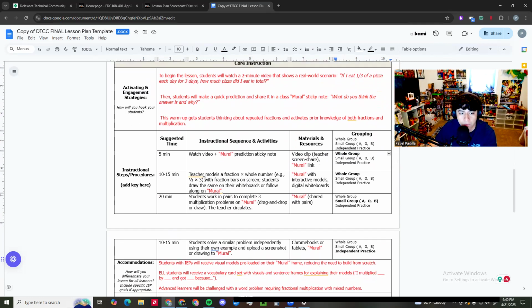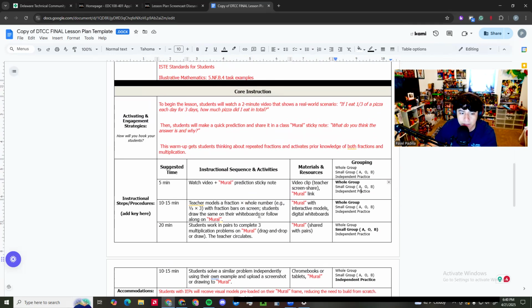10 to 15 minutes for teacher models. I model a fraction times a whole number. Example, like I said up there, one third times three with fraction bars on the screen. And then students will mimic what I do on Mural alongside me. Again, this is a whole group thing.